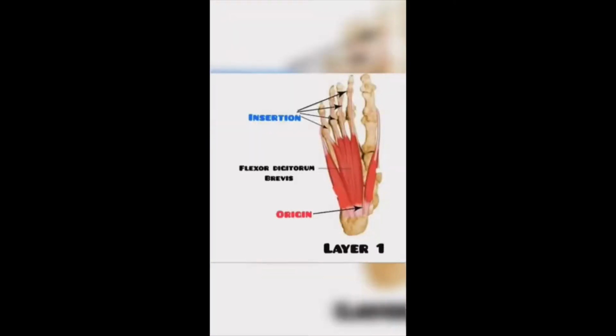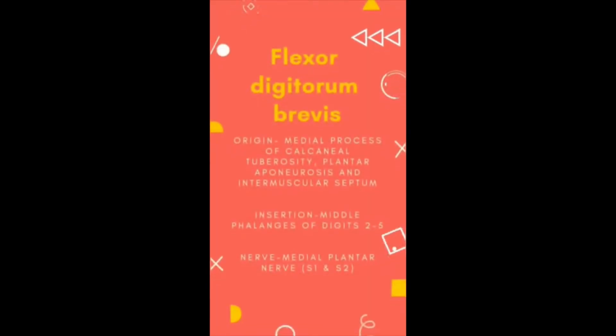Flexor digitorum brevis originates from the medial process of the calcaneal tuberosity, plantar aponeurosis and intermuscular septum, and is inserted into the middle phalanges of the 2nd to 5th digits. It is innervated by the medial plantar nerve and has a root value of sacral 1 and sacral 2.